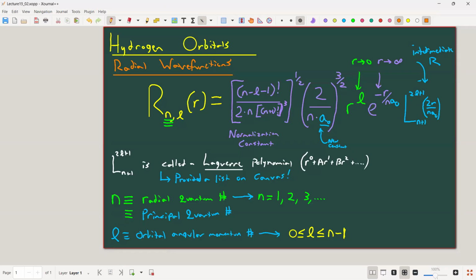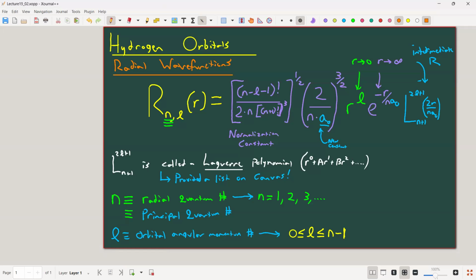We have this kind of complicated equation that we're going to walk through today. I'll look at some examples, and we'll see that things simplify very nicely when we start to look at specific states. But let's just go back through the idea of this radial wave function.